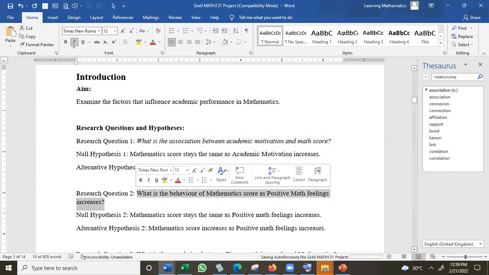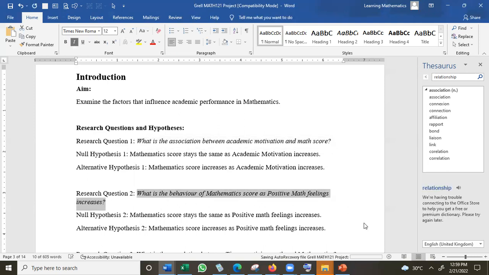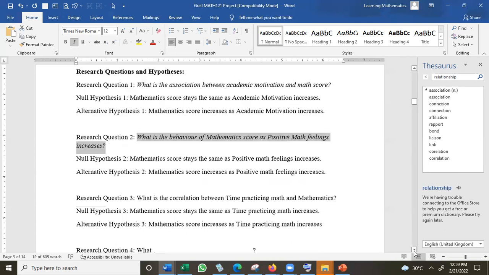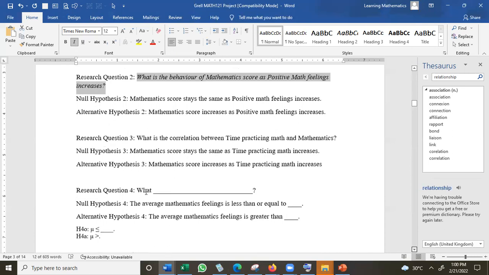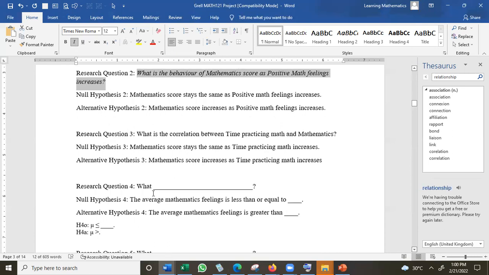I did the first 3, and I sent a video for it. I'm just going over it with you all. I've not completed the 4th one yet, so that's the next step. After you have completed your frequency table, complete those research questions. They have to match the hypothesis. The third one: what is the correlation between time practice in math and mathematics score? Mathematics score is the same as time practicing mathematics increases.